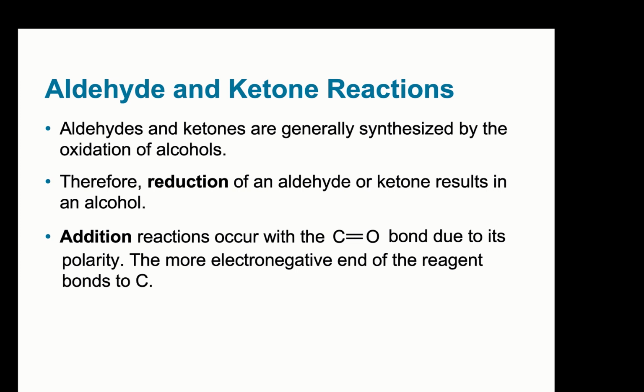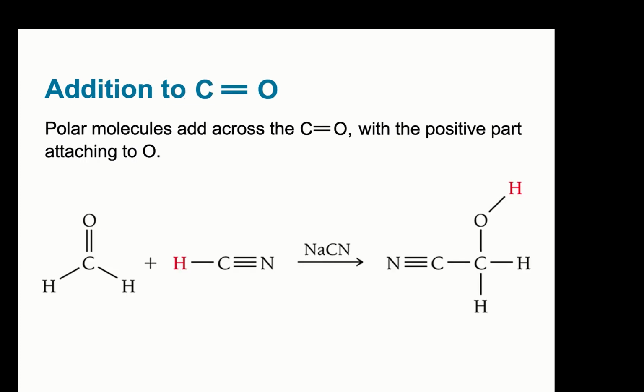And additions occur towards the carbon double bond oxygen due to its polarity, because it draws the electron clouds towards the oxygen. The oxygen is like a vacuum cleaner. It's drawing all that electron density to itself, and it can make that end of the molecule a bit more reactive. So polar molecules add across the C double bond O with the positive part attaching to the oxygen.